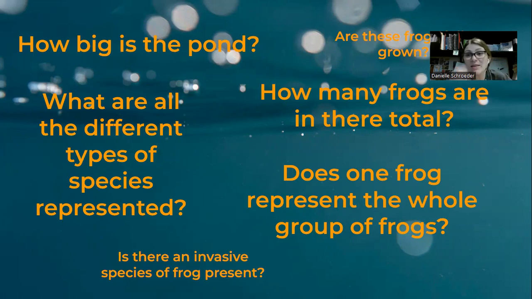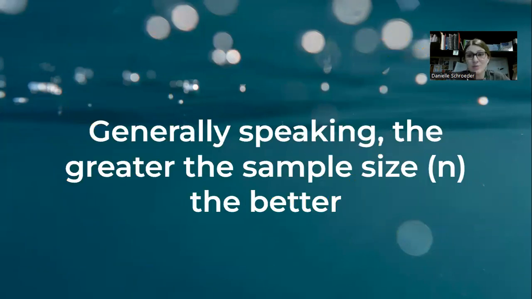In a lot of ways, we think that one frog is the same as another. But if you were to change this and make our subjects humans, let's try this question again. Does one human represent all humans? I think we know the answer to that question. It's no. Generally speaking, the greater the sample size, the better. We usually use 30 as a rough number that can produce significant results, but generally speaking, the greater the N, the better.